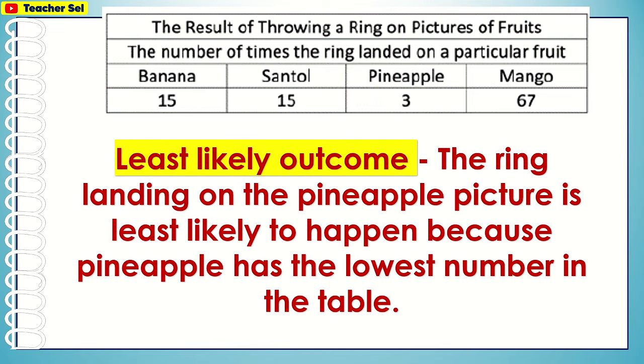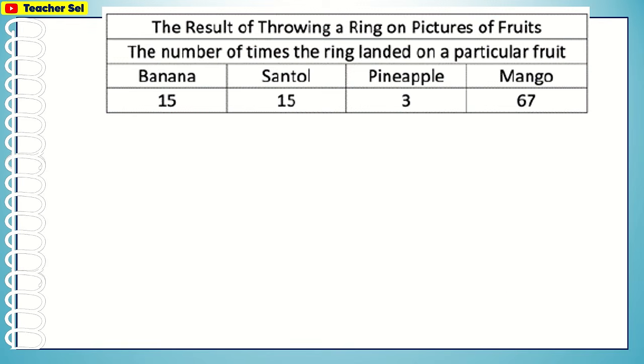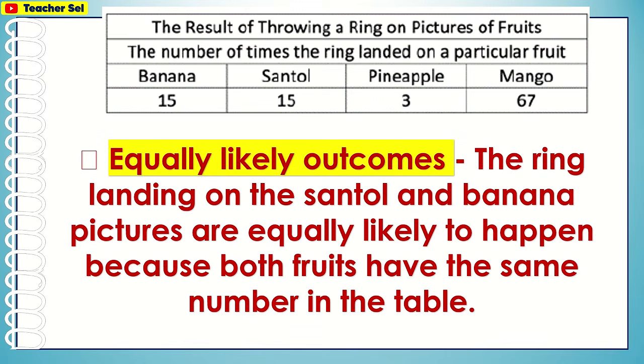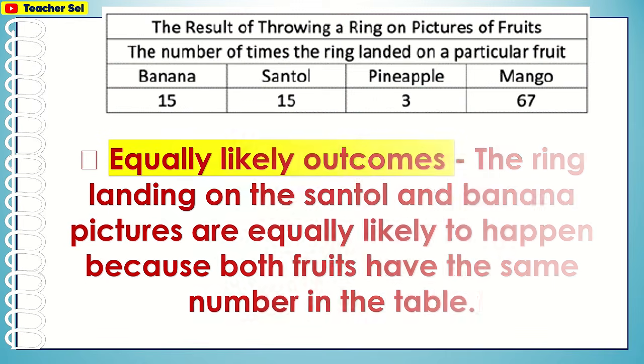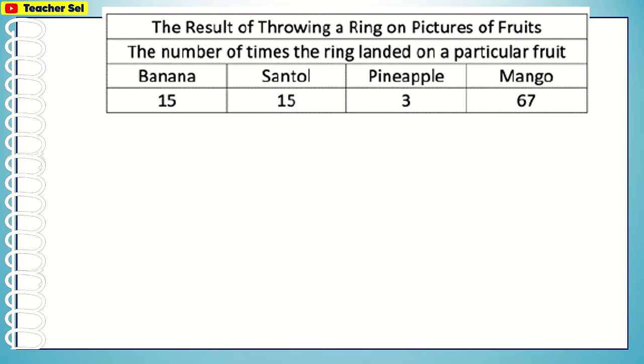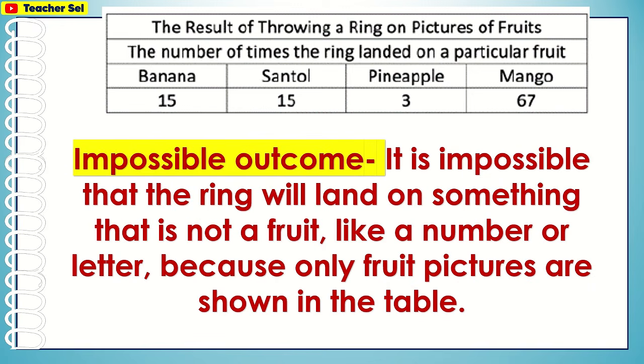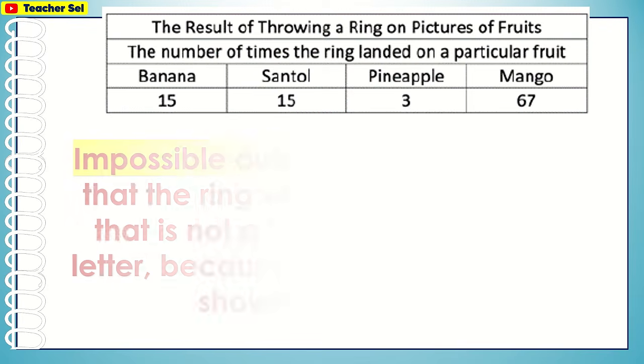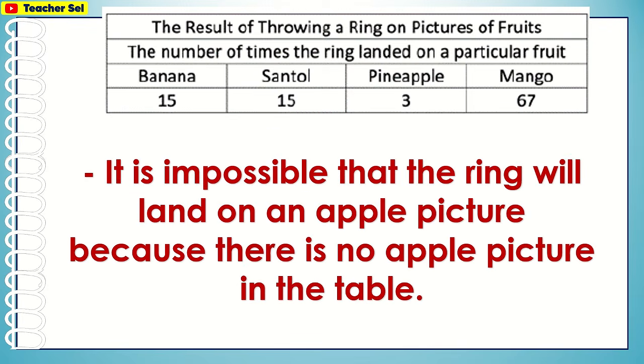Least likely outcome: equally likely outcomes. Certain outcome. Impossible outcome. It is impossible that the ring will land on the apple picture because there is no apple picture in the table.